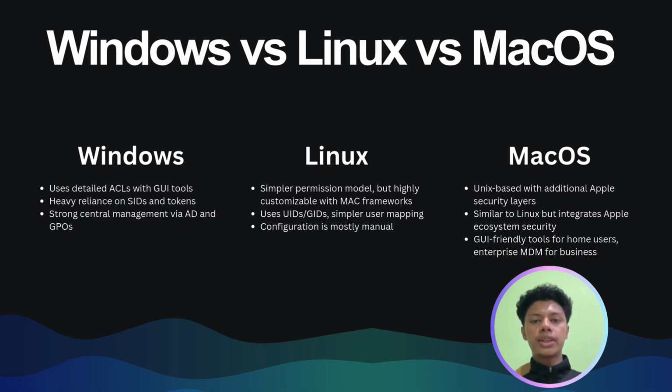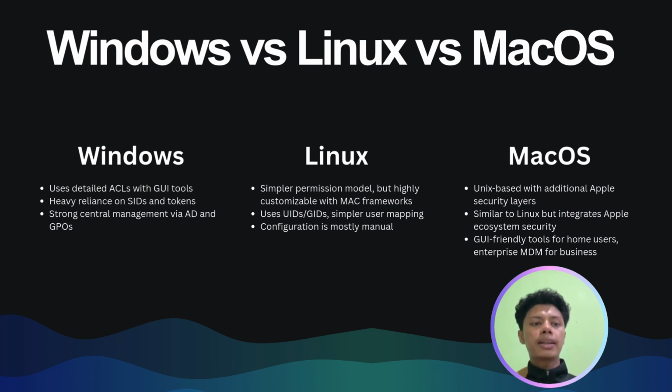Lastly, the differences between the Windows operating system, the Linux operating system, and macOS. For Windows, the first point is that it uses detailed access control lists with graphical user interface (GUI) tools. Next, it relies heavily on security identifiers and tokens. It also has strong central management via Active Directory and Group Policy Objects. That is for Windows. The Linux operating system has a simpler permission model but is highly customizable with MAC frameworks.